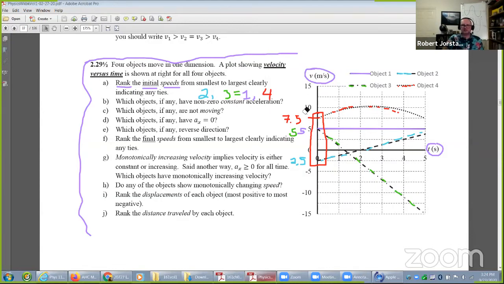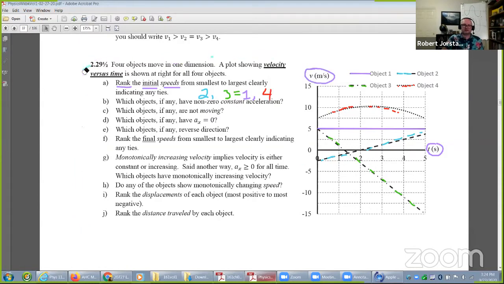I'm going to clean up this a bit. Next up, the next question here. Oh, and let's get rid of that and this. All right. So now we're up to which objects have non-zero constant acceleration? Which ones do you think? Somebody, anybody, I don't care.